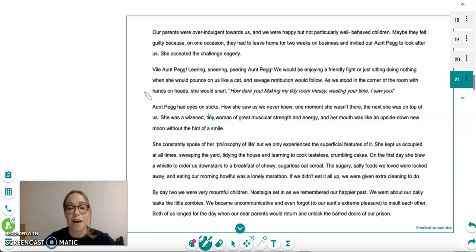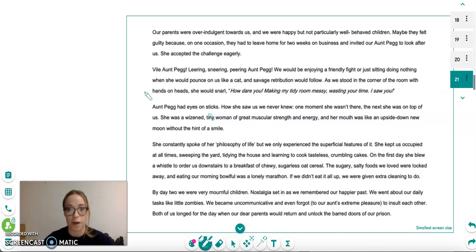Aunt Peg had eyes on sticks. How she saw us we never knew. One moment she wasn't there, the next she was on top of us. She was a wizened, tiny woman of great muscular strength and energy, and her mouth was like an upside-down new moon without the hint of a smile.